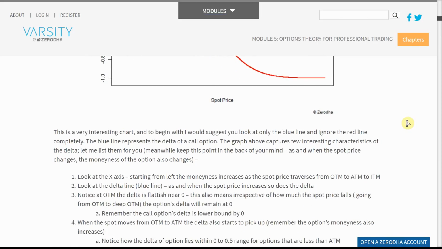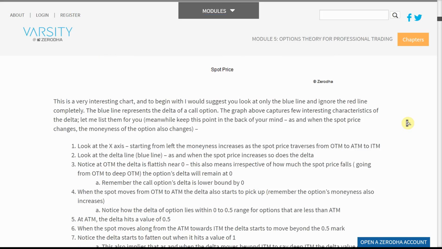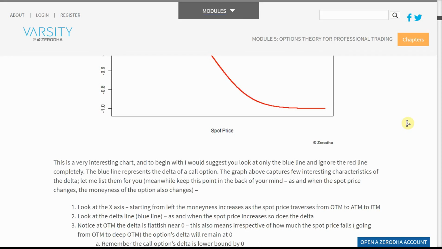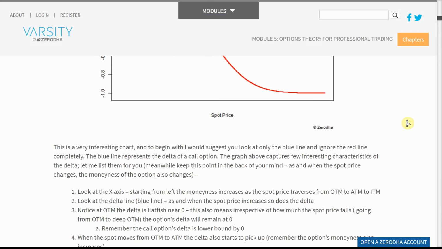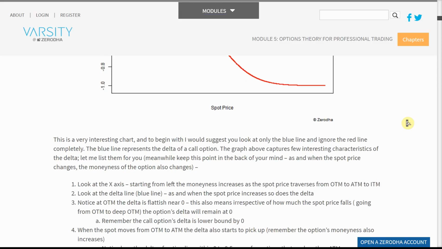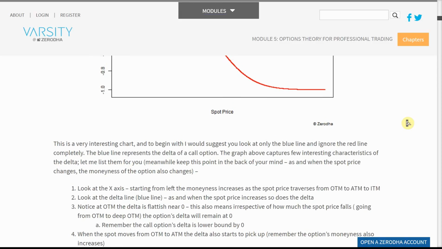The graph above captures a few interesting characteristics of the delta. Let me list them for you. Meanwhile, keep this point in the back of your mind: as and when the spot price changes, the moneyness of the option also changes. Look at the x-axis. Starting from left, the moneyness increases as the spot price traverses from OTM to ATM to ITM. Look at the delta line, blue line. As and when the spot price increases, so does the delta.